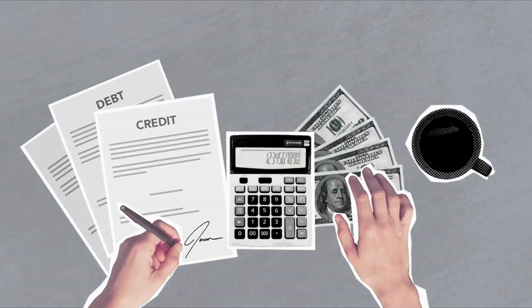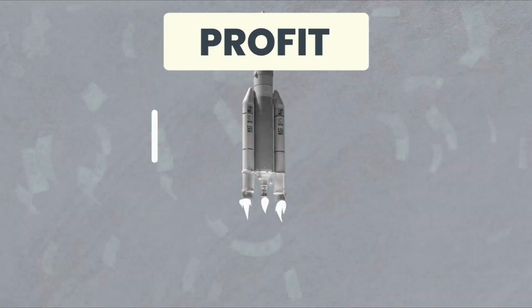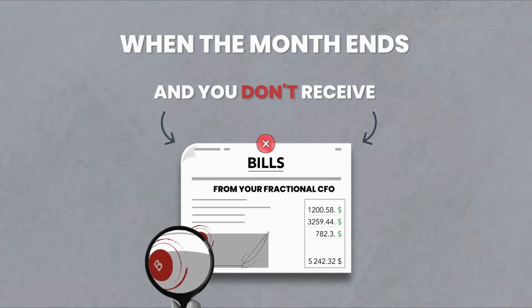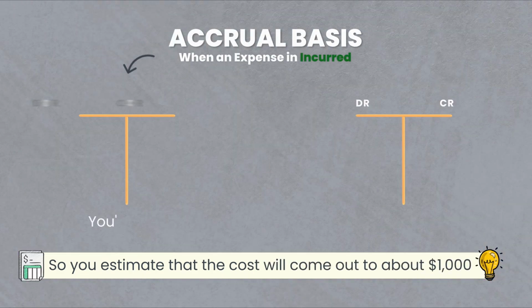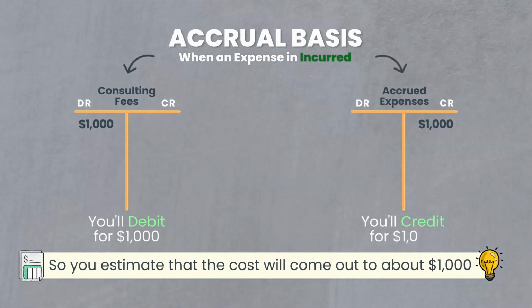Say you hired a fractional CFO. Your fractional CFO did some amazing work for you and offered you advice that has been such a game changer in your business this month. When the month ends, if you don't receive a bill yet from your fractional CFO, you don't have to wait to close your books until you do. Instead, you can book an accrual. So you estimate that the cost will come out to about $1,000. So you'll debit consulting fees or accounting fees, and you'll credit accrued expenses.